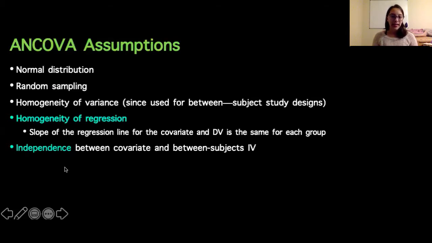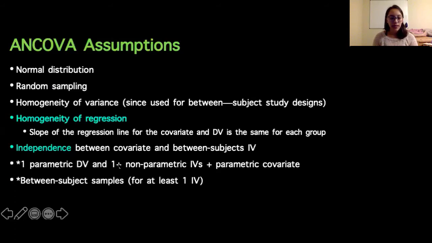If you wanted to add in a parametric dependent variable or between subject sampling, that type of thing, I have those two added down here. You can add them, but I put asterisks because they're not as important to list, and the types and numbers of variables that you're working with might vary based on the type of ANCOVA you're running. So these first 5 are the main ones that you want to focus on for this test.